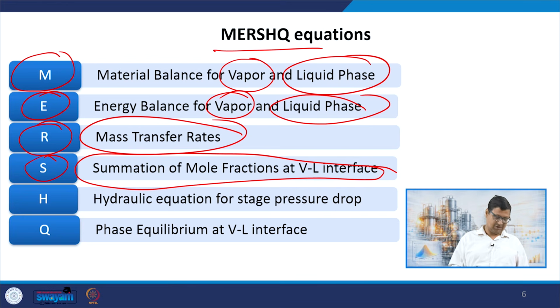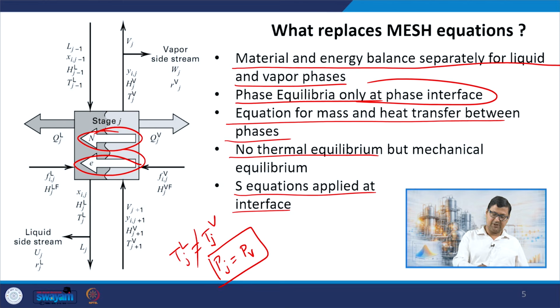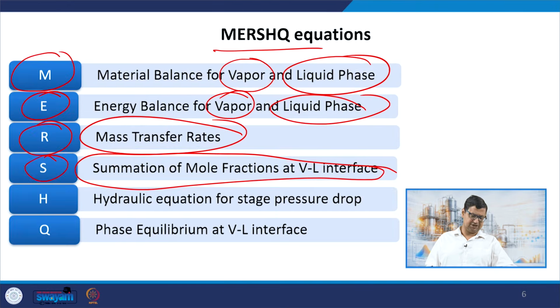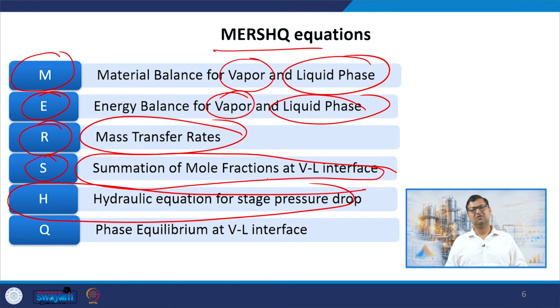Then we have, in principle, also an equation for the pressure drop once the liquid is going from one stage to the other. There can be a head, and similarly for the vapor there can also be a pressure drop. And I can define an equation, the H equation, that is a hydraulic equation. In many cases that equation is also not included if pressure drop is not significant, but it is good to consider it when you can imagine that there can be a significant pressure drop in the system. And finally, there is the phase equilibrium again applied at the interface, which I call the Q equation.